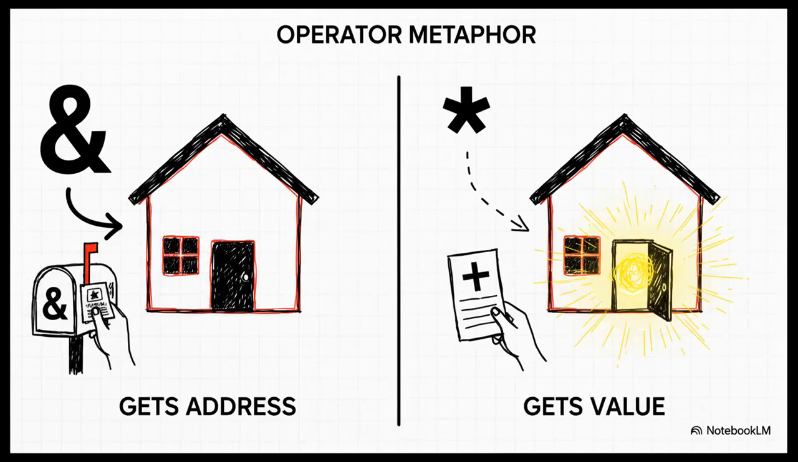So how do we actually use this stuff? Well, there are two key symbols you gotta know. The ampersand, or the address of operator, is how you ask, hey, what's the address of this variable? And the asterisk, or the dereference operator, is how you say, okay, go to the address on this sticky note and tell me what's inside the house.